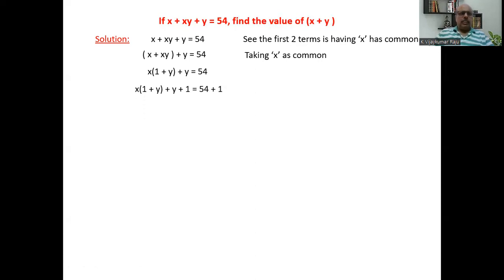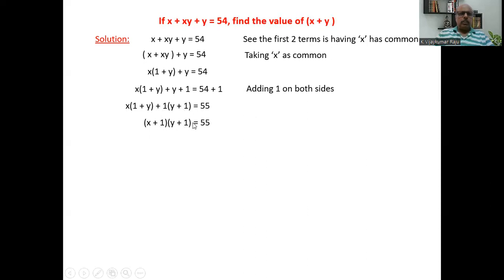Now here let's add 1 on both sides. When you add 1 on both sides, what happens here? See, this is also y plus 1, this is y plus 1. So you can take this as a common bracket and write 1 outside, is equal to 55. So now 1 plus y is common, let us take it out as common. You'll get (x plus 1)(y plus 1) is equal to 55.